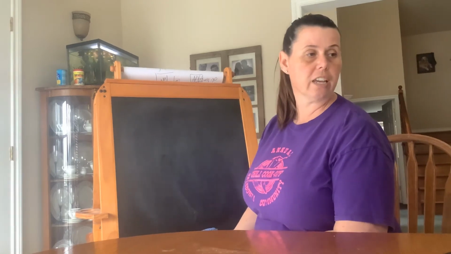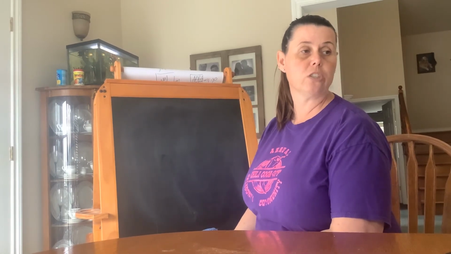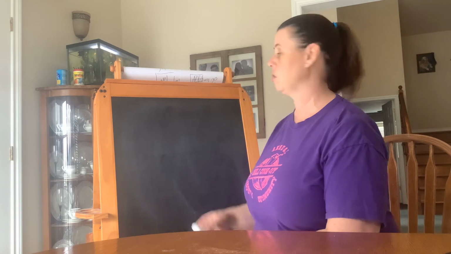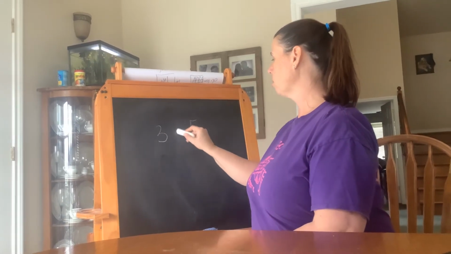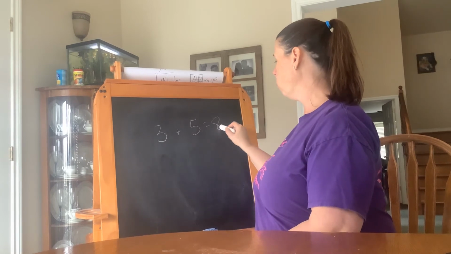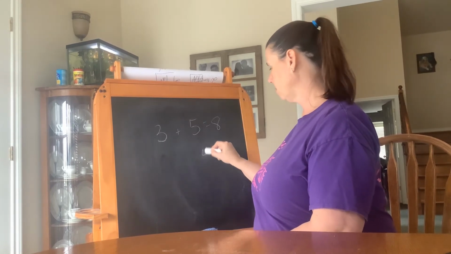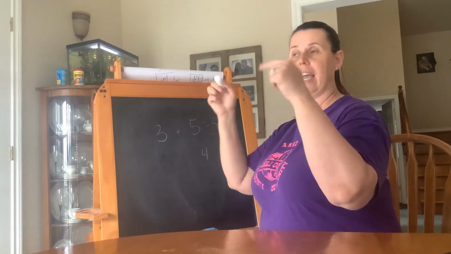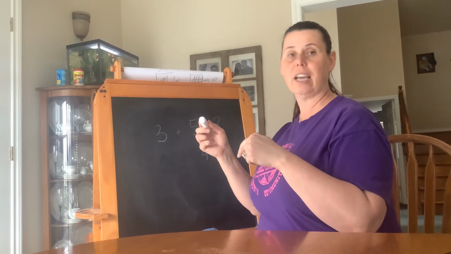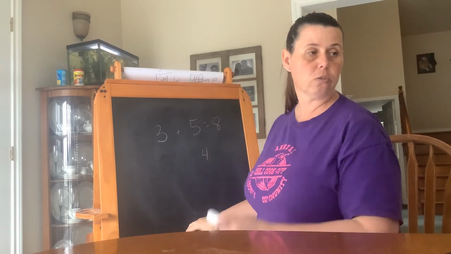Okay, question 8. Find the number that's halfway between the 2 numbers using the sum of the numbers. So they give you 3 and 5, right? Well, 3 plus 5 is 8. What is half of 8? 4. That's all you have to do. They give you 2 numbers, add them together, then cut it in half. Okay? Go do question 8.